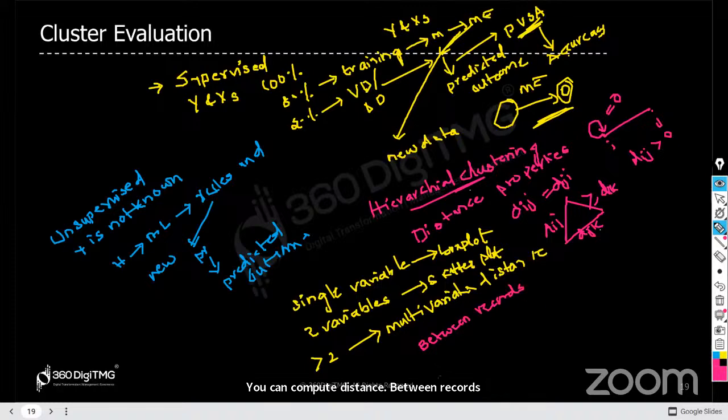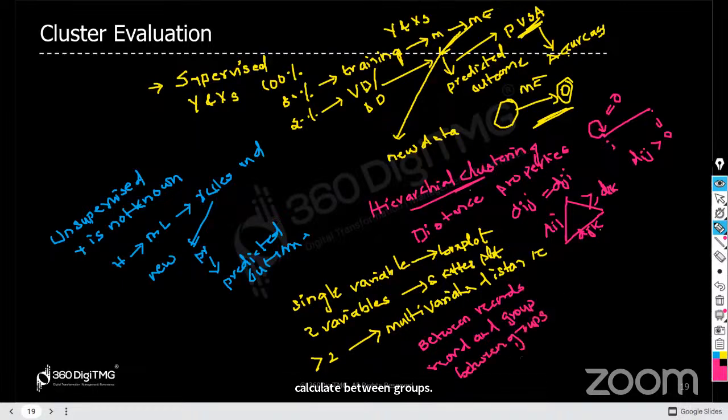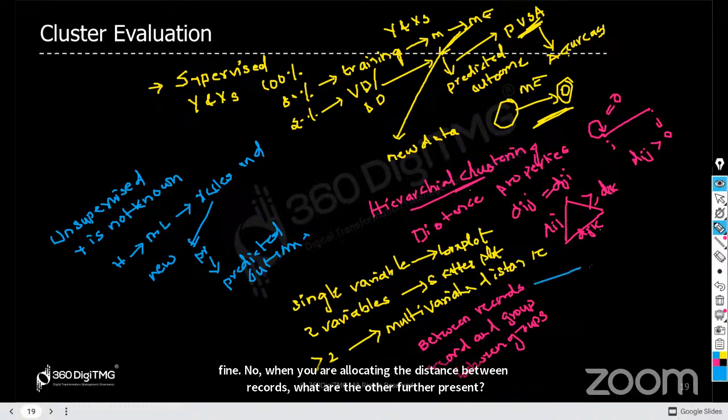You can compute distance between records, and you can calculate the distance between a record and a group, which is a cluster, or you can also calculate between groups. Okay, this is fine. Now, when I am about to calculate distance between records, I have to check whether the columns are numerical or not.